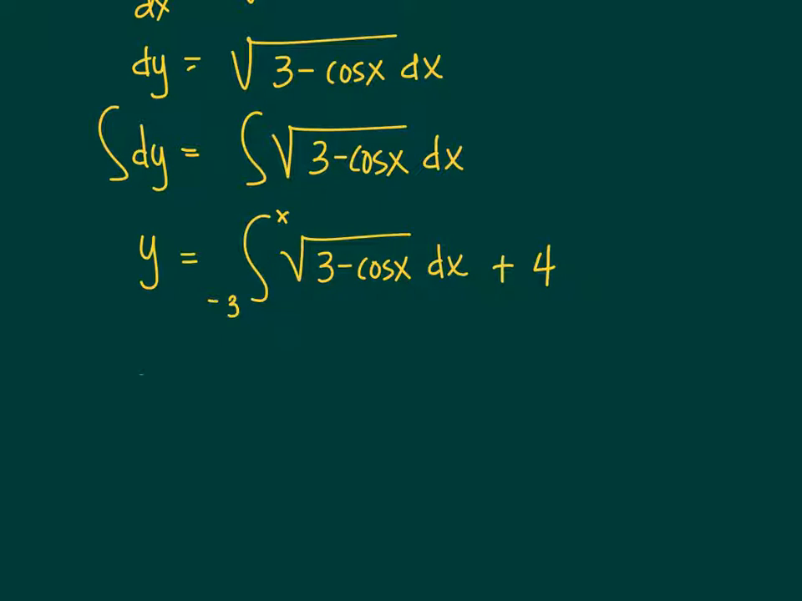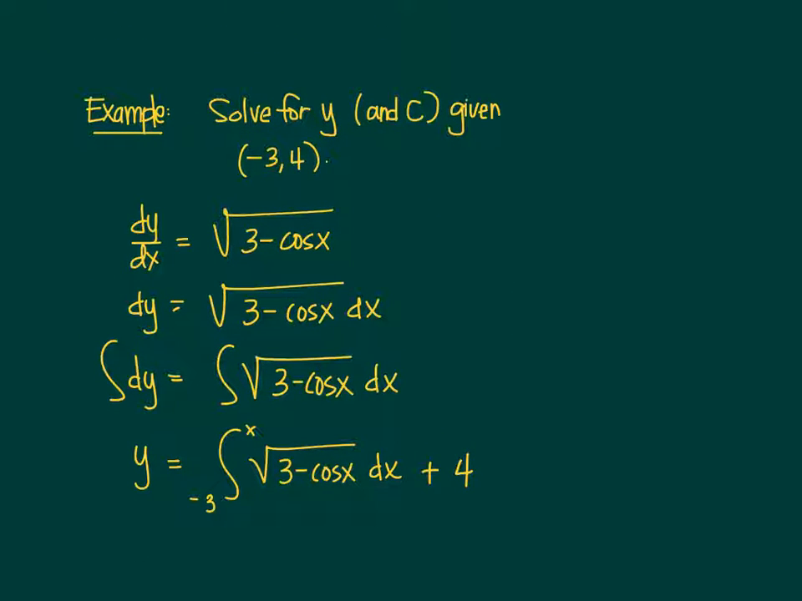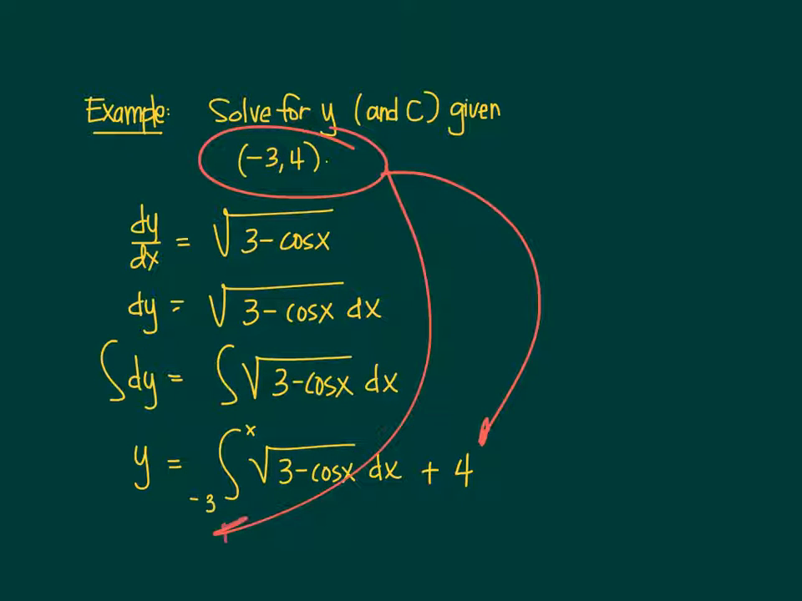Okay, so to summarize, this (-3, 4) is always going to show up in those two positions. It will be your lower bound and it will be your plus c. Okay, last example.